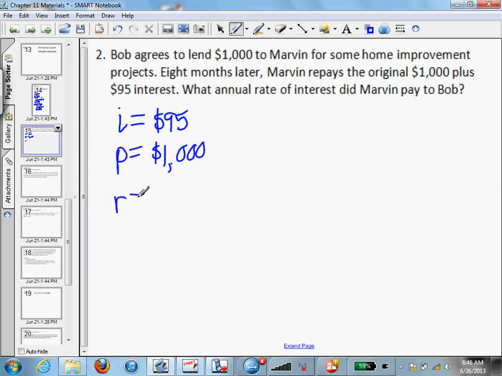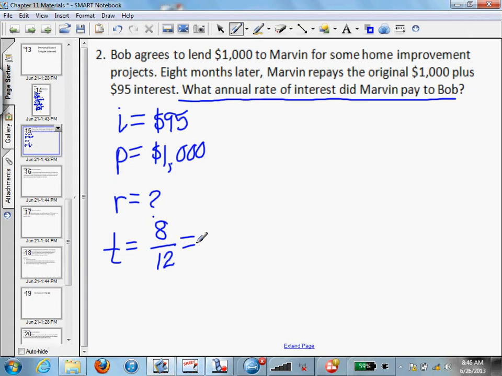We see that the rate, well, we have no idea what the rate is. In fact, that's what we're asked to find, the annual rate. But we know the time. We saw that this loan was out for 8 months. But remember, when we're dealing with time, we have to divide it by 12 to refer to a year's time. When we divide 8 by 12, we get 0.67.